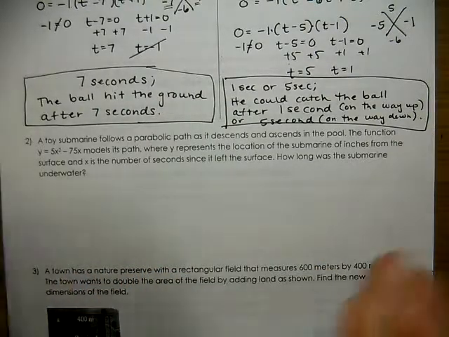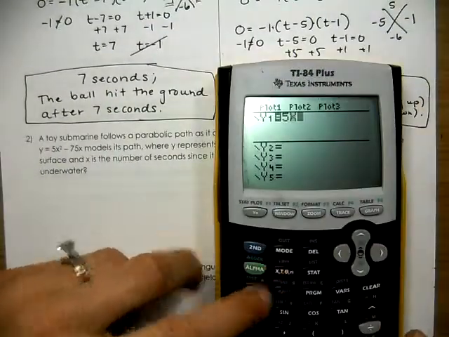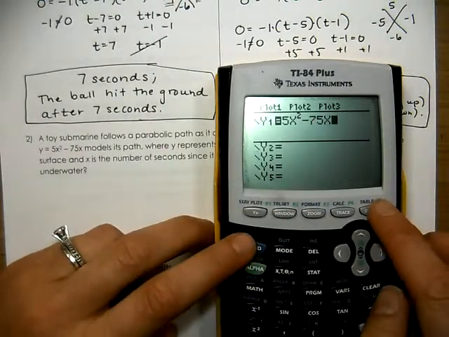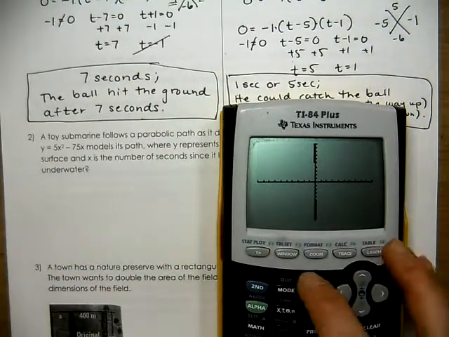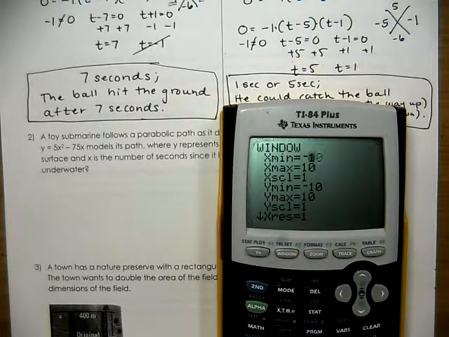How long is the submarine underwater? I think it's always easier to look at a graph for this, so let's just type this in. 5x squared minus 75x. If I look at a graph, this is what's happening. It's hard for me to see this, so maybe I need to zoom out. So let's change that window. Let's just say -1. Let's increase this to, I don't know, 30?